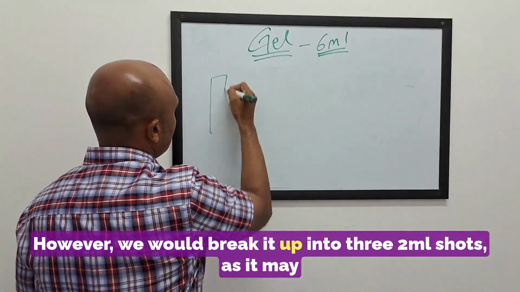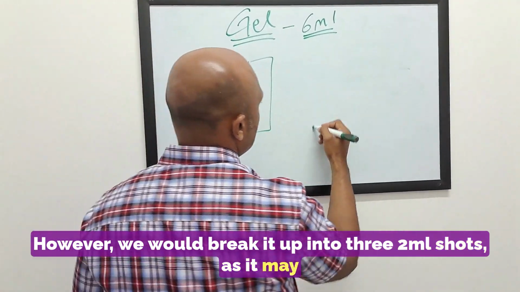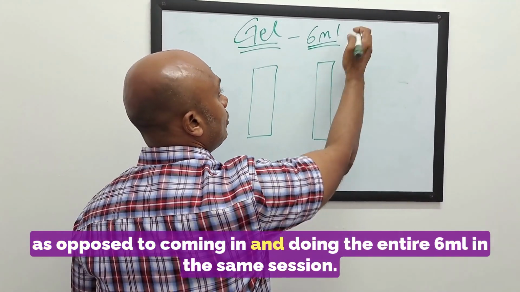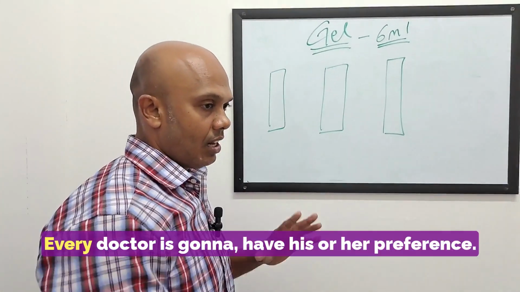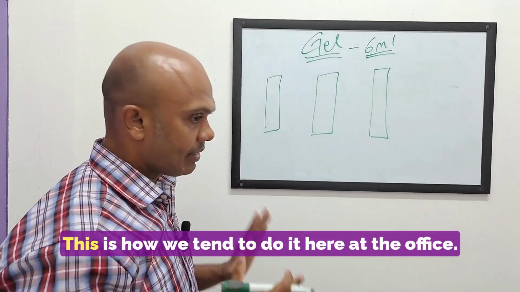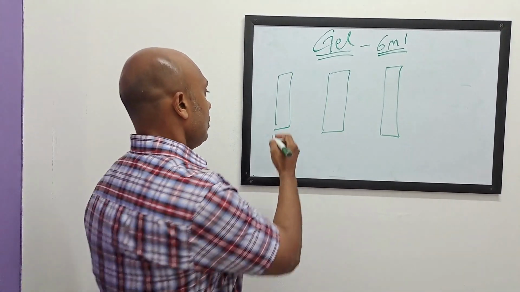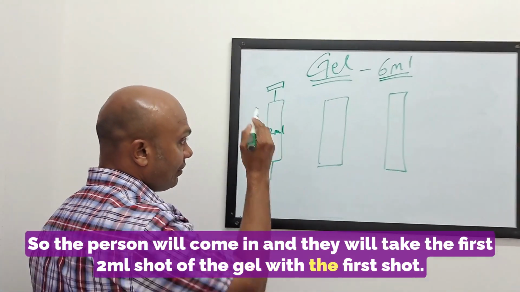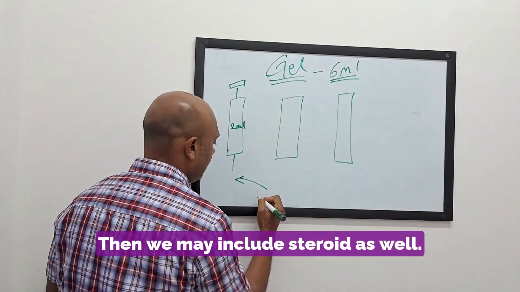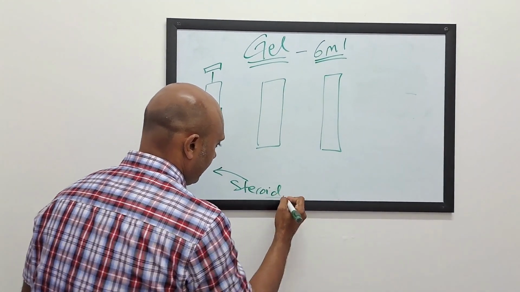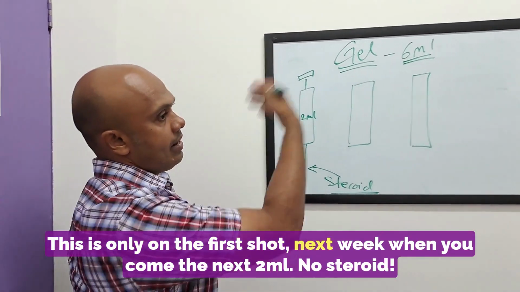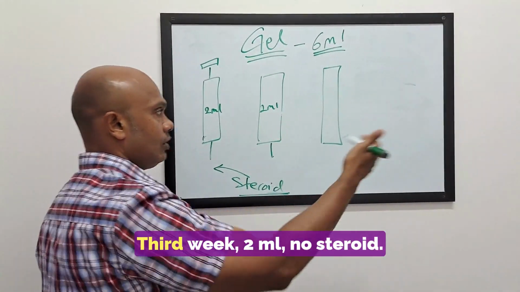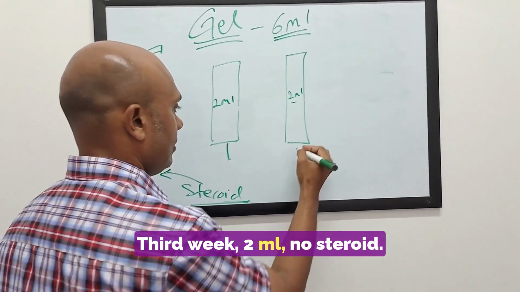However, we would break it up into 3 2 milliliter shots, as it may be easier on the knee to inject 2, 2, and 2, 1 week apart, as opposed to coming in and doing the entire 6 mils in the same session. Every doctor is going to have his or her preference. This is how we tend to do it here at the office. So the person will come in and they will take the first 2 milliliter shot of the gel. With the first shot, then we may include steroid as well. This is only on the first shot. Next week when you come, the next 2 mils, no steroid. Third week, 2 mils, no steroid.